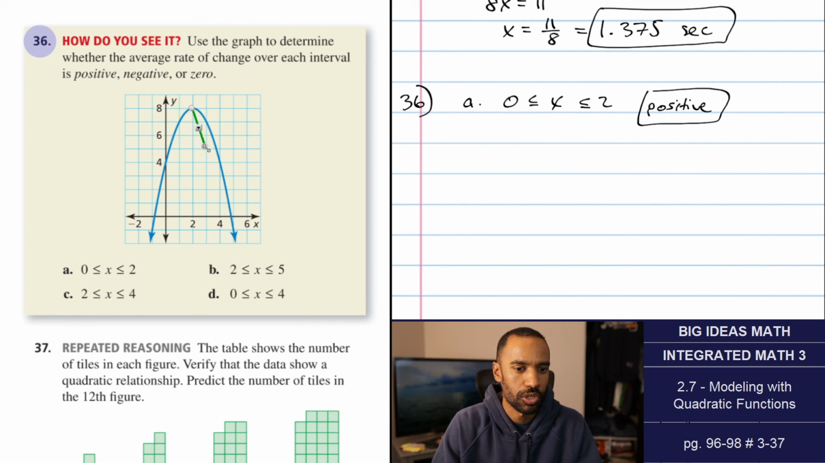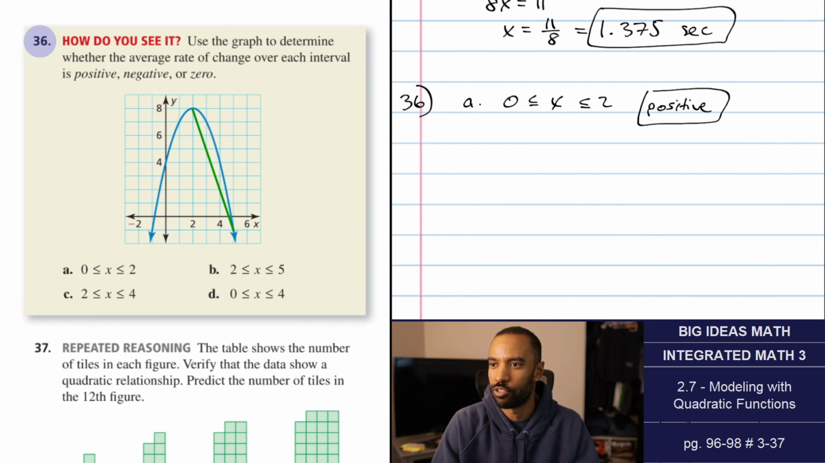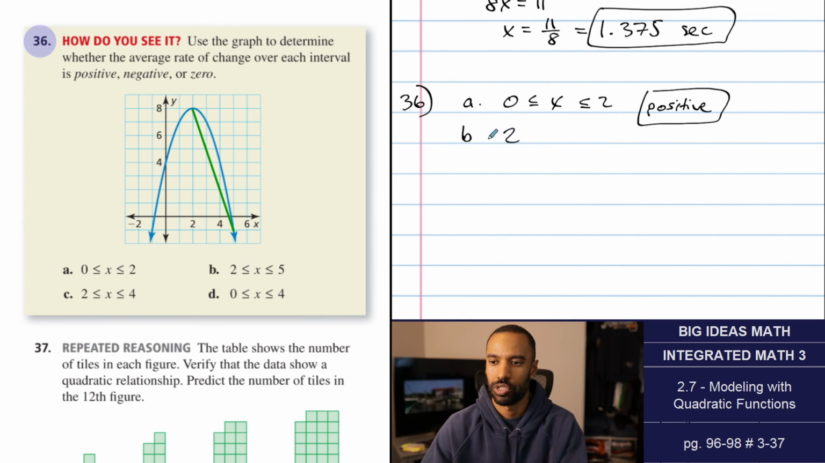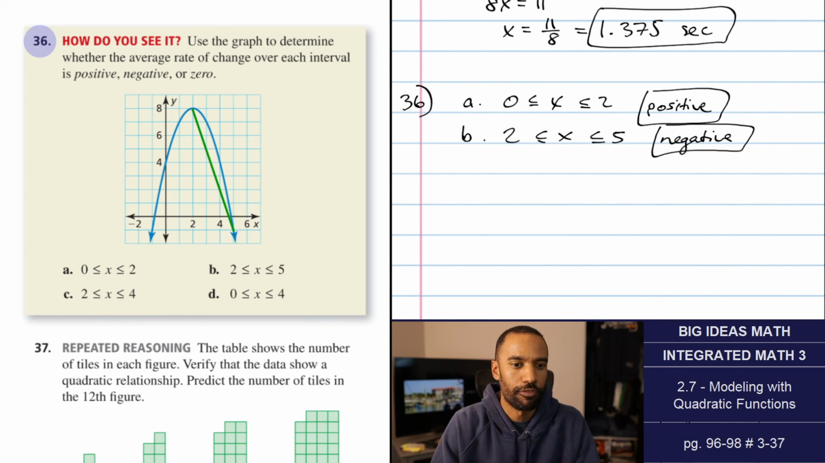Here's where x equals 2. Here's where x equals 5. That is a negative slope. Negative rate of change. That's all we care about. 2 to 5 is negative. On average, from 2 to 4. Well, not much different from 2 to 5. Boom, still negative.